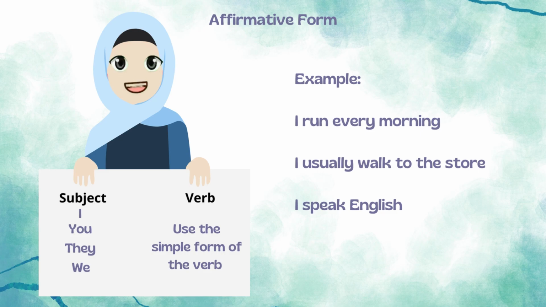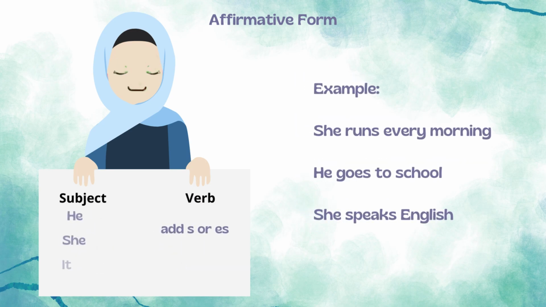If the subject is I, you, they, we, use the simple form of the verb. For example, I run every morning. I usually walk to the store. I speak English.